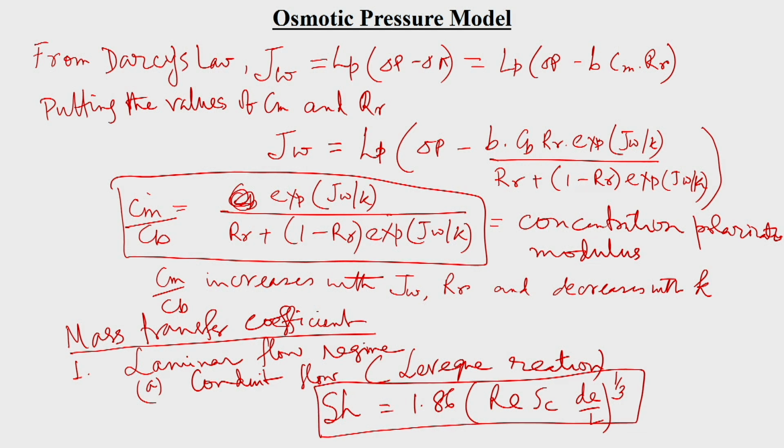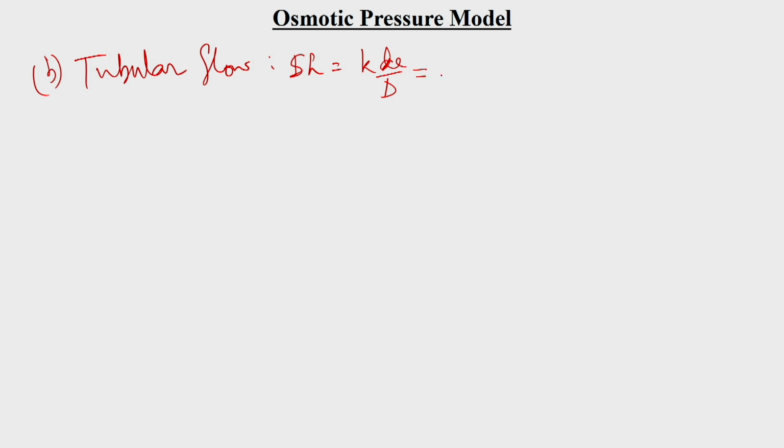The Reynolds number is less than 2100 if it is in the conduit flow, that is, in laminar flow in the tubular flow condition. Then the Sherwood number, equal to k d by D, is equal to 1.62 into (Reynolds number, Schmidt number, and d by L) to the power 1/3.